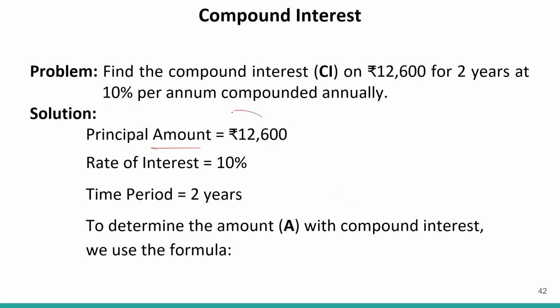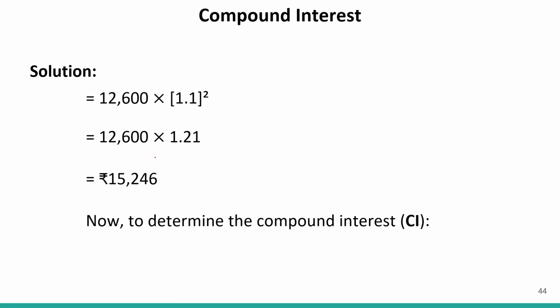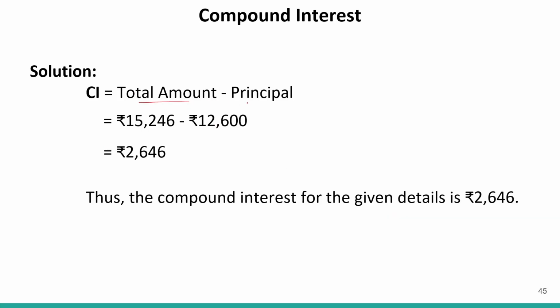So principal amount is equal to 12,600, rate of interest equal to 10%, time period equal to 2 years. To determine the amount A with compound interest, we use the formula: principal into 1 plus rate by 100 whole power time. Plugging in the given details, A is equal to 12,600 into 1 plus 10% whole power 2, so 12,600 into 1.21. That is equal to 15,246. Now to determine the compound interest CI, total amount minus principal is 15,246 minus 12,600, that is equal to 2,646.